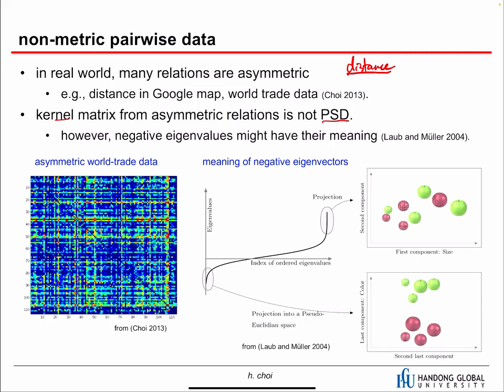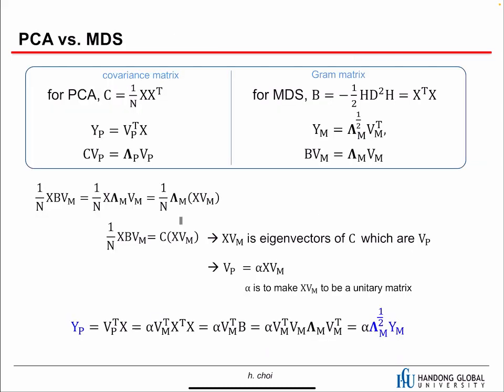But there are some papers saying that even the negative eigenvectors have their own meaning. And that is enough to say for now. Now we have PCA and MDS. We understand how they work from the principles. So let's compare PCA and MDS. That's quite important for the next topics.